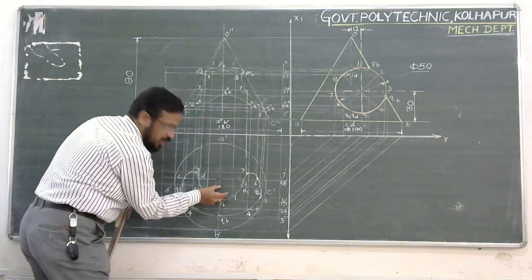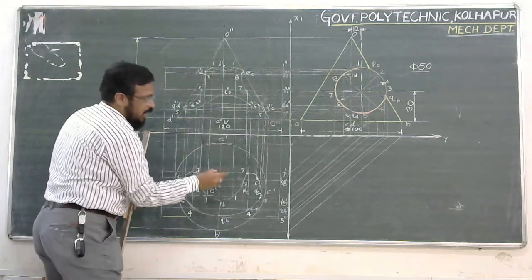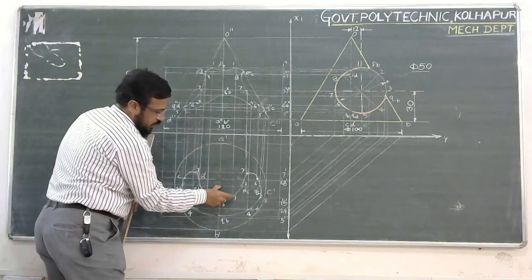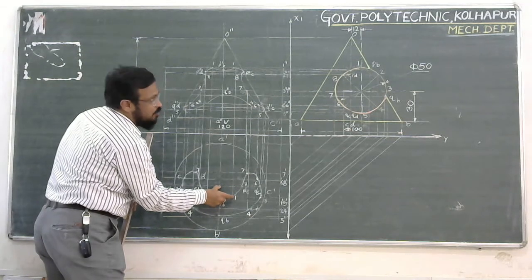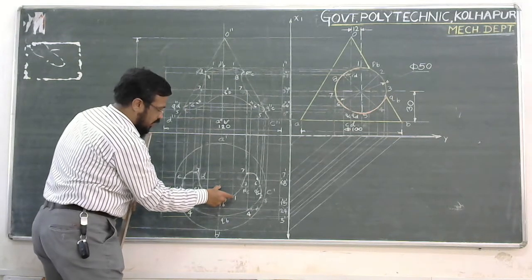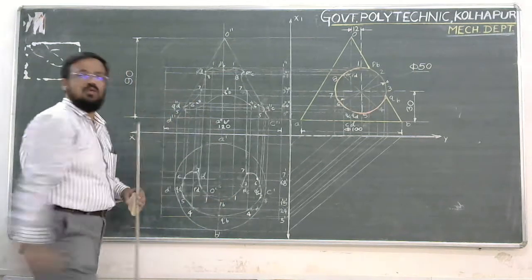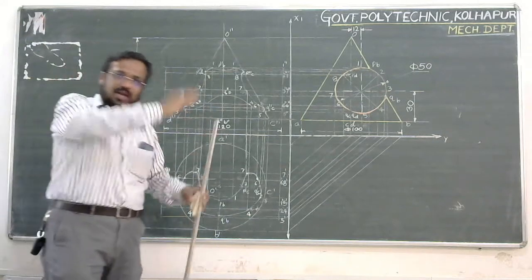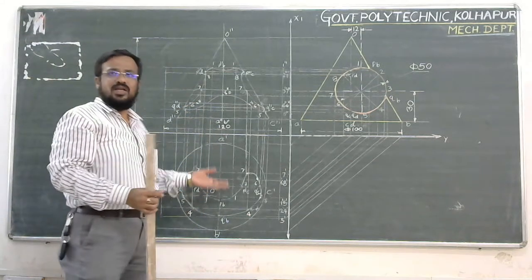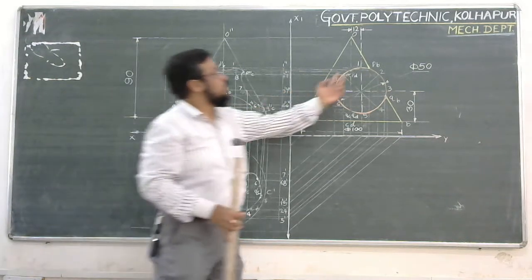Now with center O and equal to that radius, I need to cut it here. So here also I will get point number 1. In a similar way, I will get point number 1 on this side also. So 1 is on the front, and 1 dash you may call it here, that is on the back. So this is the procedure for point number 1.